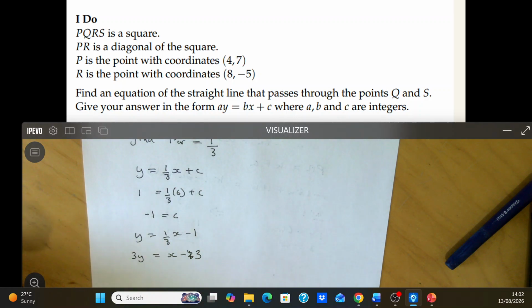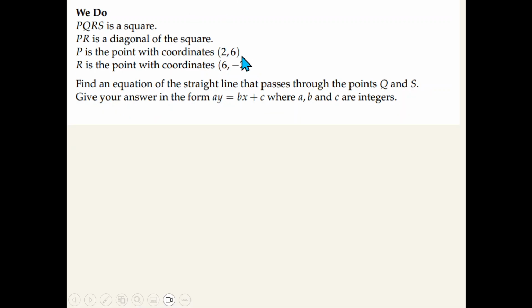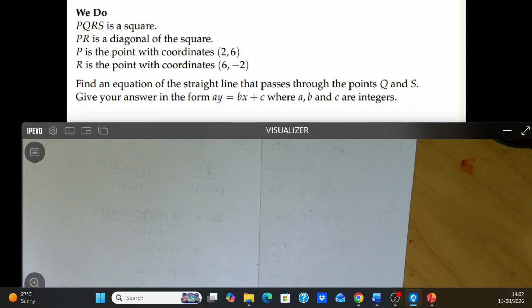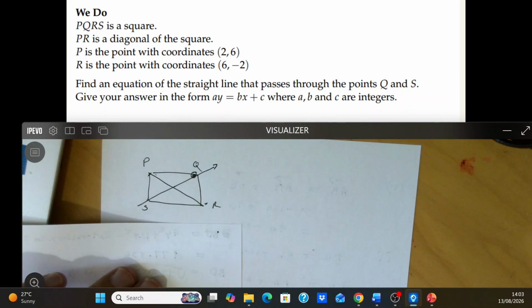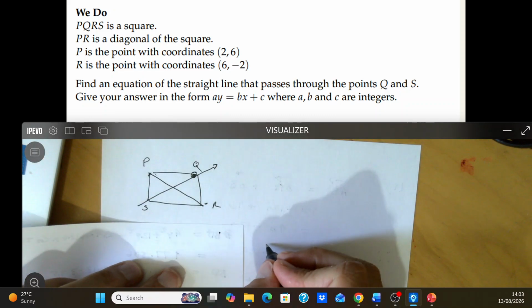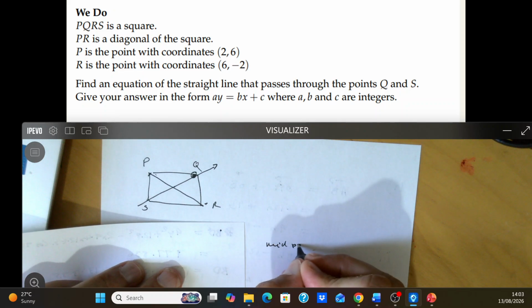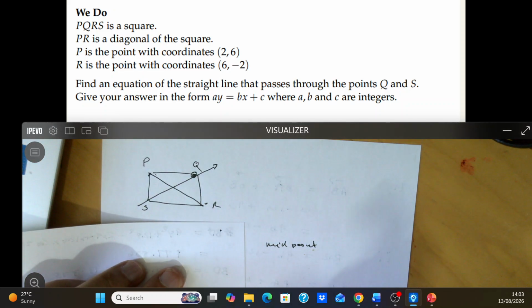Right, there you are. Have a go at this question. Remember, it's a square. So what was the first thing I did? You should have drawn your square. Well, the first thing I did was draw a square. And then what did I do? I calculated the midpoint. So let's calculate your midpoint. Write your calculation down.